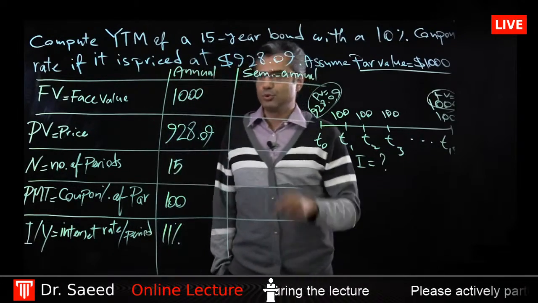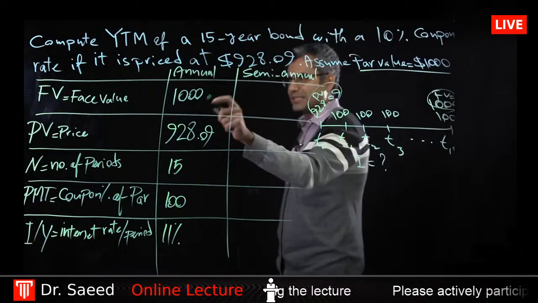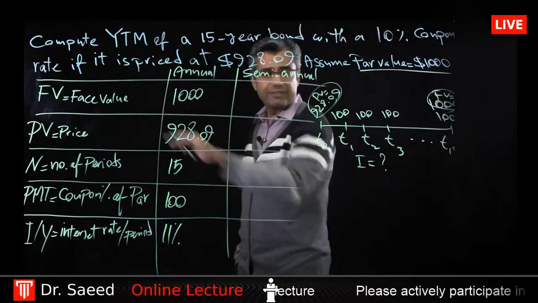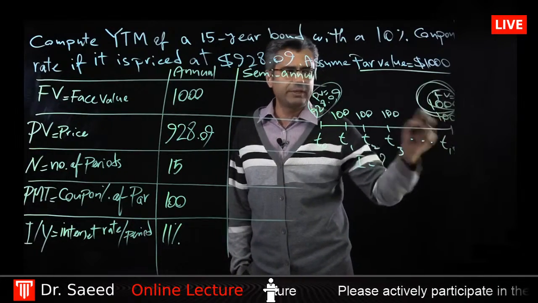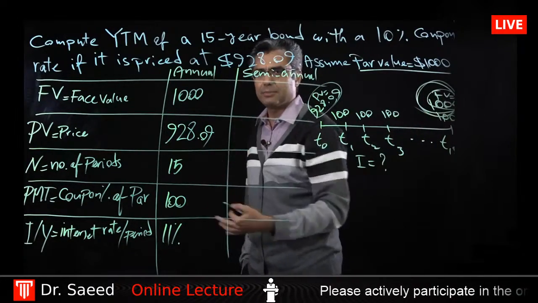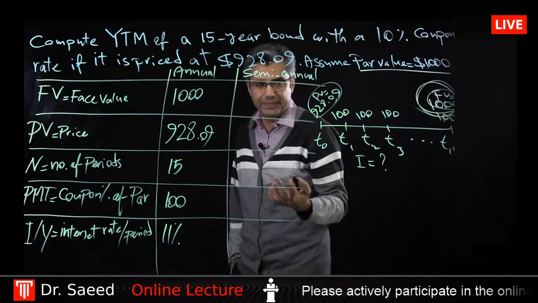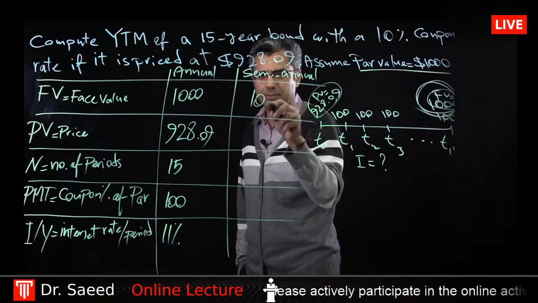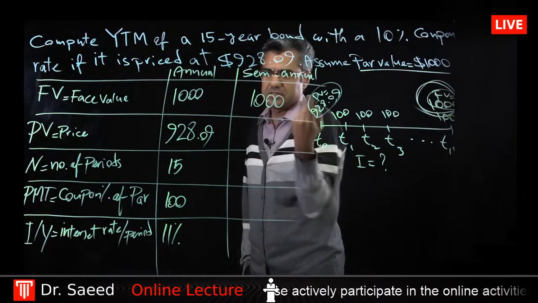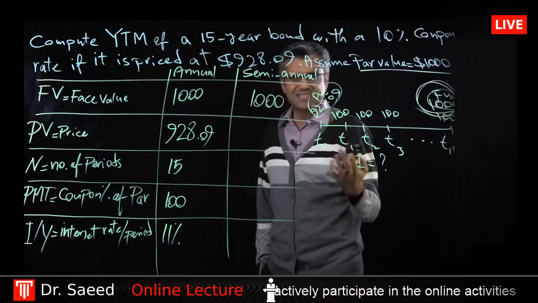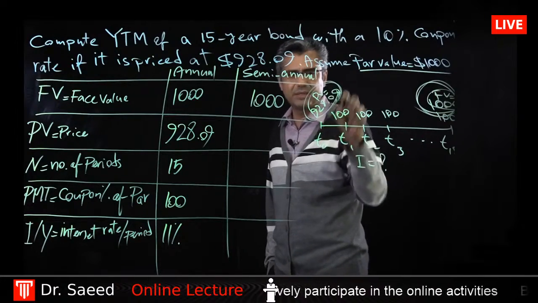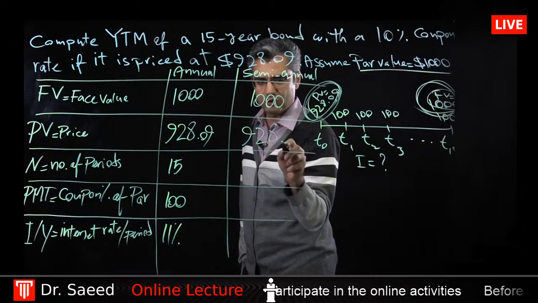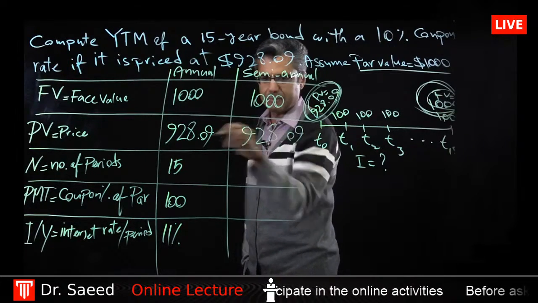Now, let's assume it's semi-annually. For semi-annually, we need to adjust every payment per period. For face value, it just happens once at the end of the maturity. It's $1,000 paid at the end of the maturity, so it's independent from period. It doesn't happen every year. Because it's a single payment, we just write $1,000, the same here. For price also, it's a single payment. It's independent from periods. It happens once. So I write the price here again. It doesn't change.